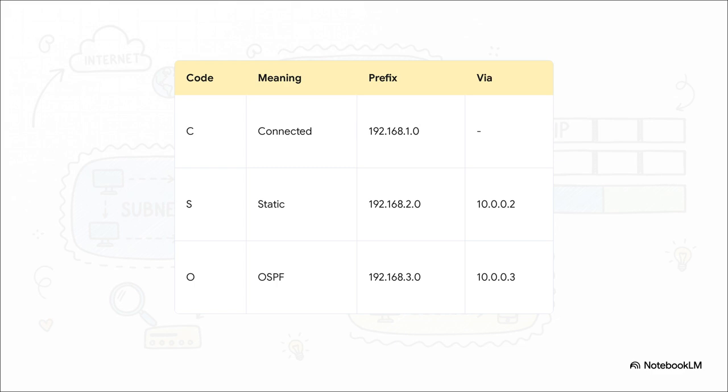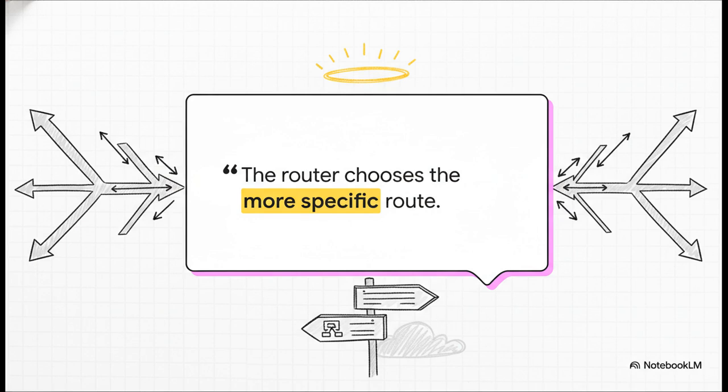So what are we looking at? The C means the network is directly connected. S means it's a static route we typed in ourselves. O means it learned the route dynamically using OSPF. And over on the right, it tells the router which next hop or doorway to send the packet through to get there. But hang on, look at those last two routes. They're both for a similar network, 192.168.3.0. So if a packet is going there, how does the router possibly choose?